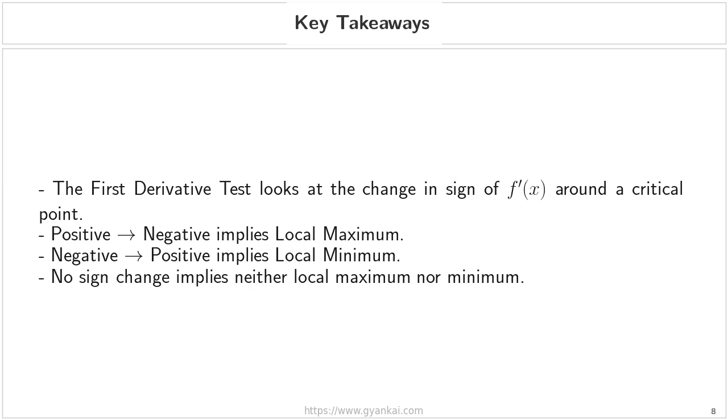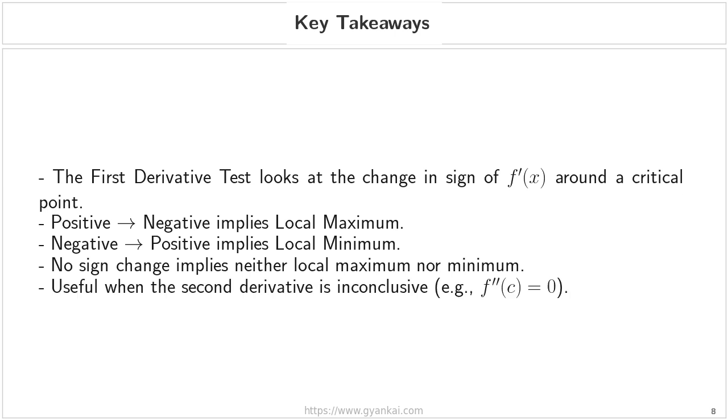It is also crucial to recognize that if there is no sign change at all, meaning the slope remains positive or remains negative on both sides of the critical point, then that point is neither a local maximum nor a local minimum. Lastly, this test is an essential tool because it remains reliable even when the second derivative test is inconclusive, which occurs when f double prime of c equals 0.